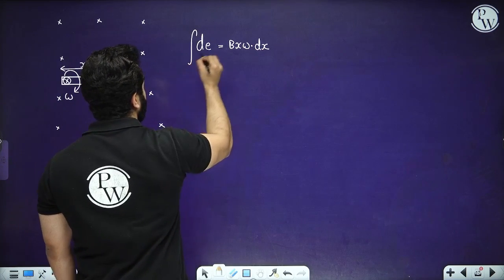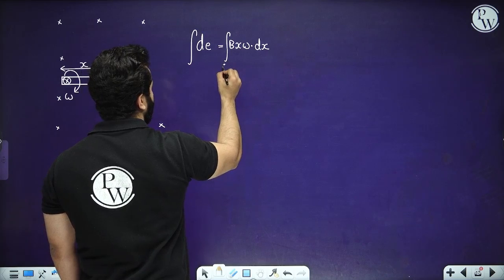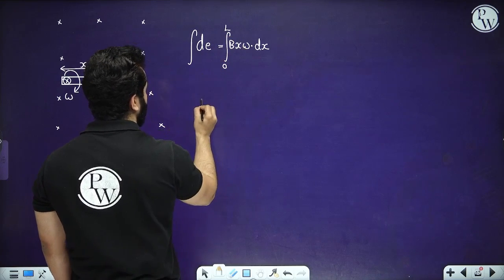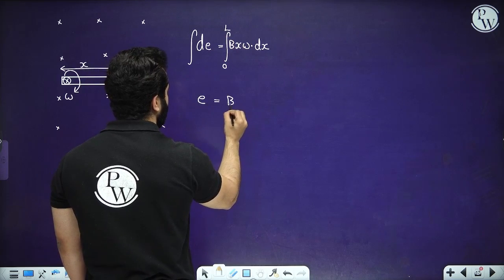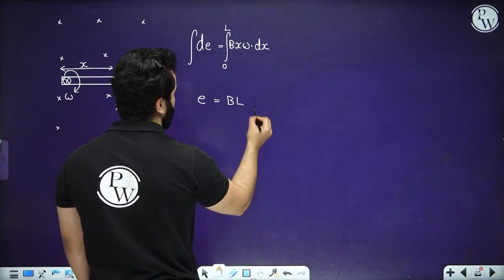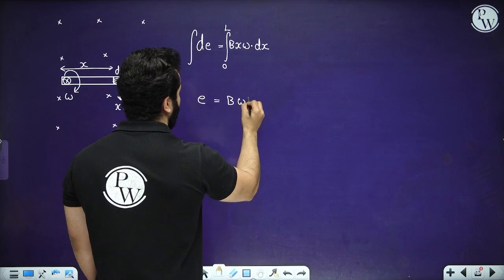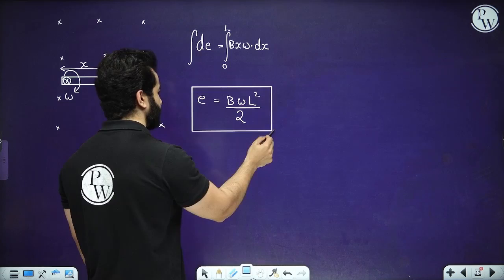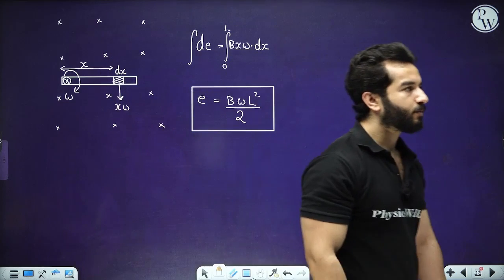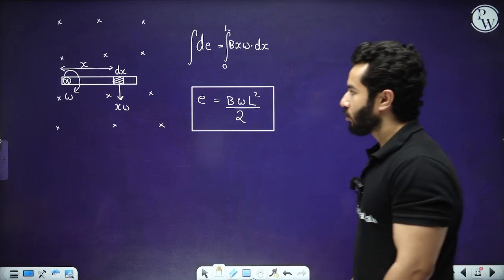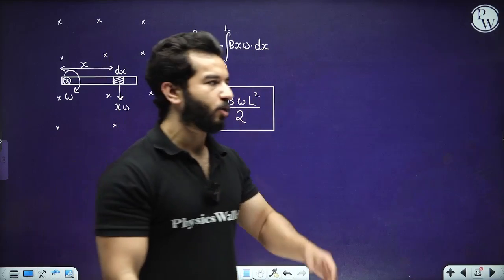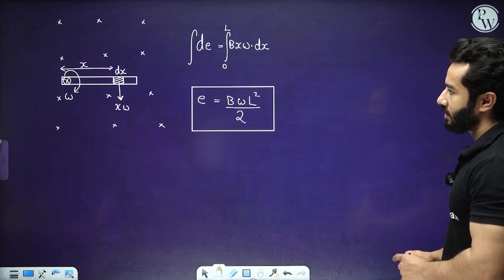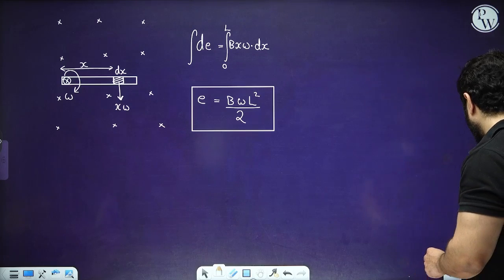Right? So we'll integrate it to find out the total net EMF of the entire rod from 0 to L. So that will be E equals B omega L square by 2. Very easy thing, not so difficult. That's it. You need to remember these things, right? B omega L square by 2. That is your rotational EMF. Done. Hopefully everything is clear with this concept also. You don't have any doubt with this one.